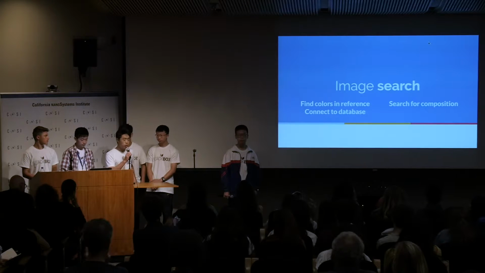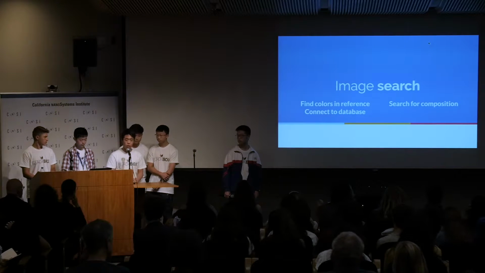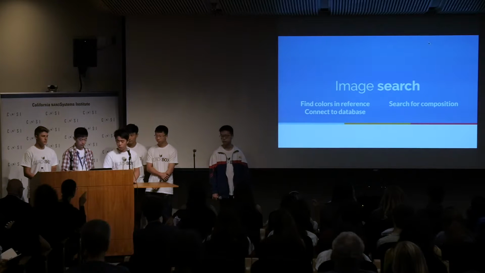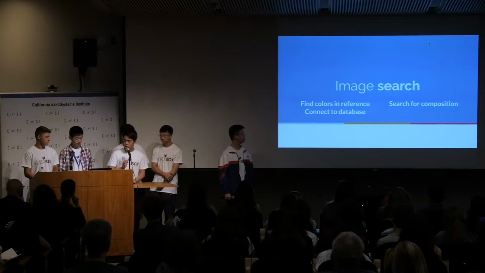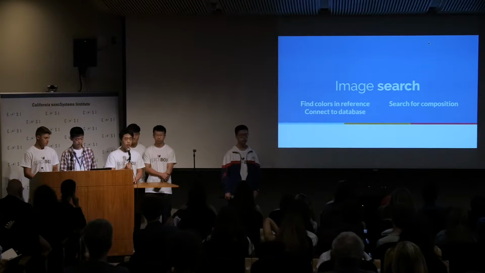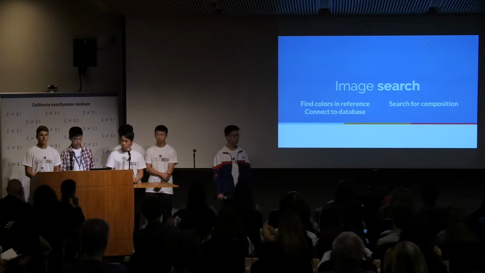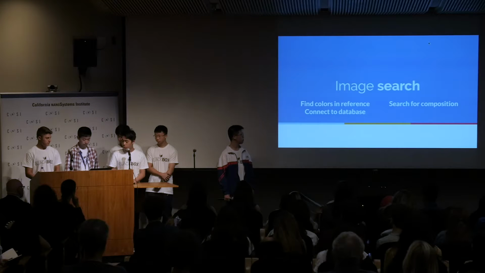Can you imagine if humans needed to recognize many colors in a huge amount of pictures? It would be really tiring, but for our computer algorithm it will be much easier. So we split it into 3 parts. First is finding the colors in the reference, and then we'll connect to a database, and at last we'll search our connection for corresponding composition images.